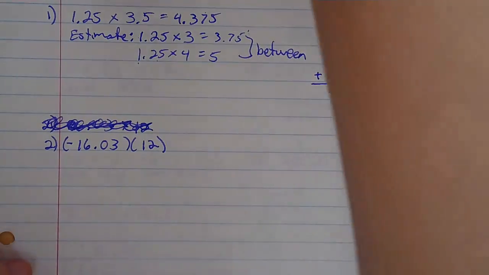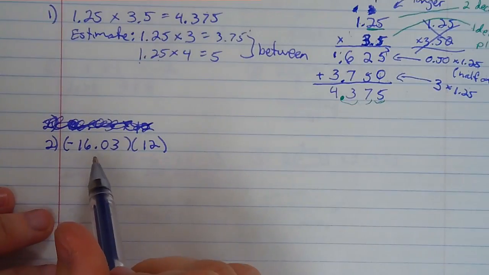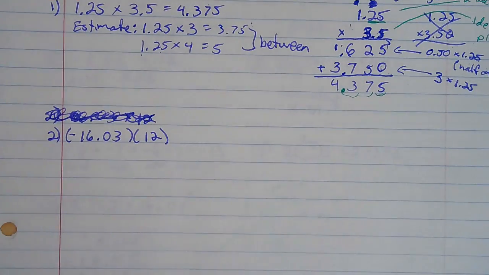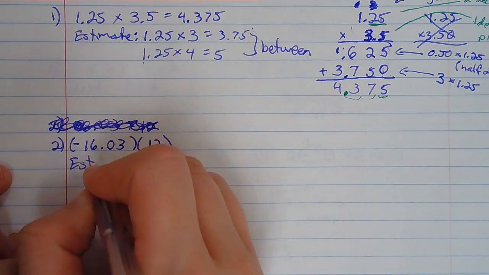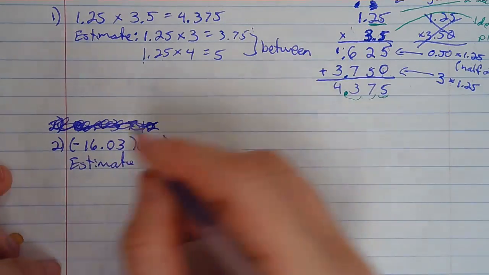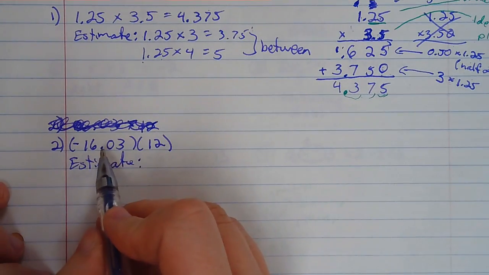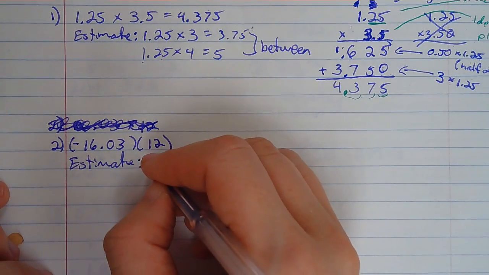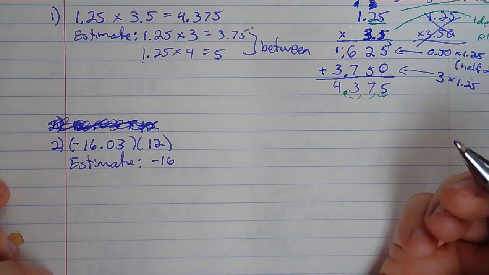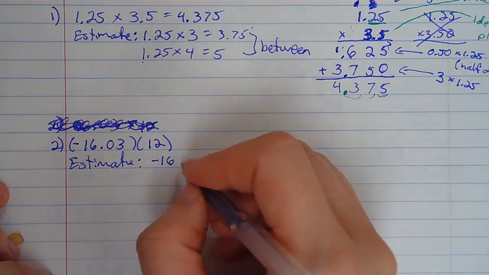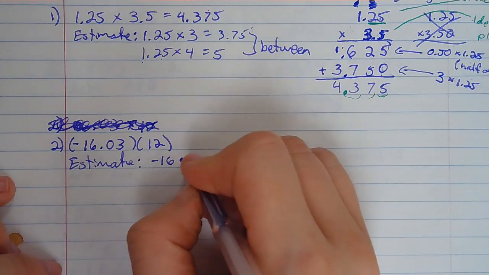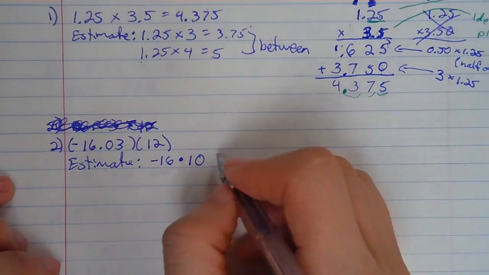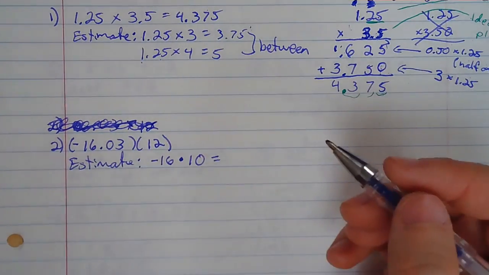Let's look at negative 16.03 times 12 as our next example. First, we want to do our estimate. Since this is so close to negative 16, I am just going to make it negative 16. And then let me say, I could do times 12, that's not too bad, but I don't know that in my head. Well, now I could take a minute and figure it out, but let's just make it times 10. That'll still give us a good estimate.